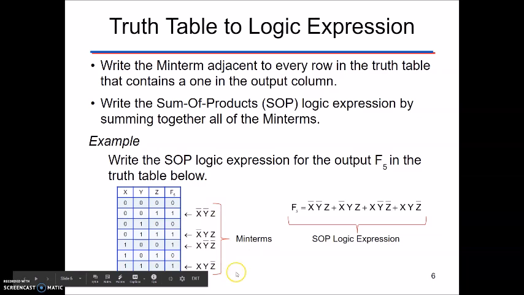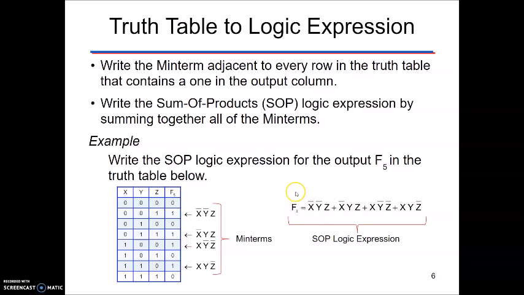After we've written all these minterms, we can then turn this into a logic expression. So we take all of these letters and we put them into a sequence like this. So F5, which is our output, is equivalent to x'y'z plus, or, x'yz, and xy'z', and xyz'. So basically these are the possible combinations we can have to get an output for this F5.